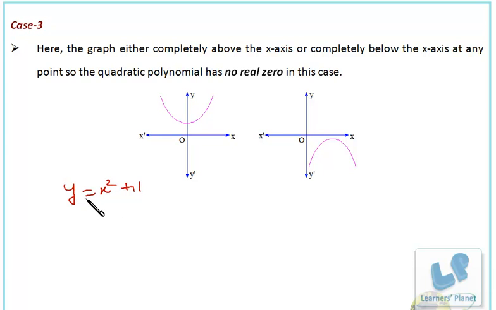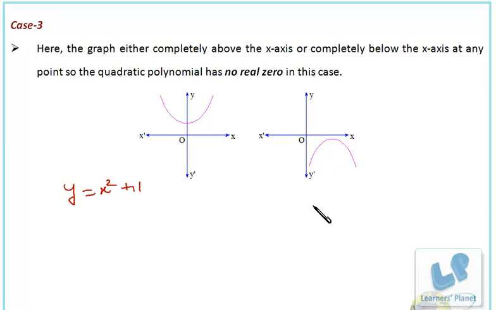So in this case, the graph or the parabola will be completely above the x-axis, or it will not cut the x-axis at all. If it will not cut the x-axis at all, we won't be getting even a single value of x when y becomes 0, right?